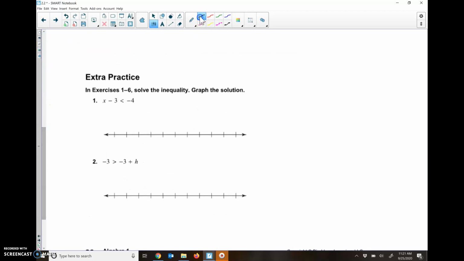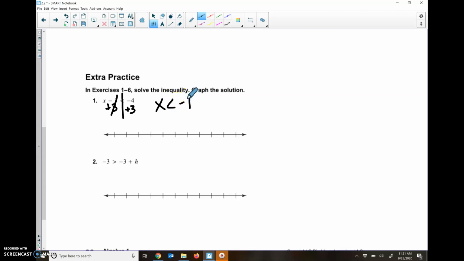So here we want to solve the inequality and then graph the solution. Kind of the same thing. I'm going to add 3 to both sides. That cancels. I get x is less than negative 1.